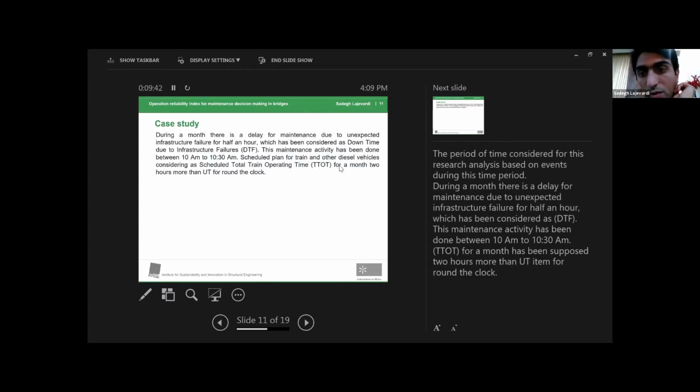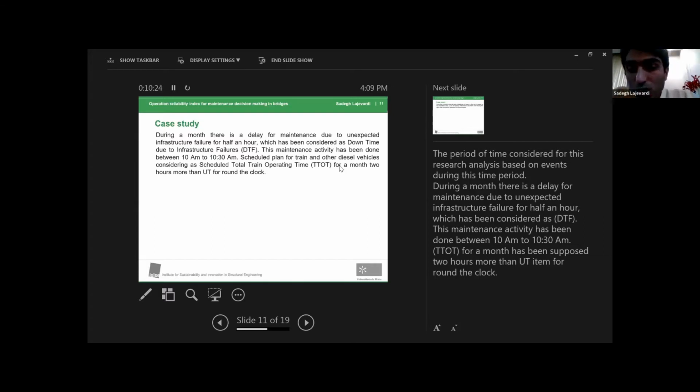The period of time considered for this research was analyzed based on events during the time period. Also, during a month, there is a delay for maintenance due to unexpected infrastructure failure for half an hour, which has been considered as DTF, and the maintenance activity was done between 10 a.m. to 10:30 a.m. During the definite time that I told you, we analyze our research for a month.